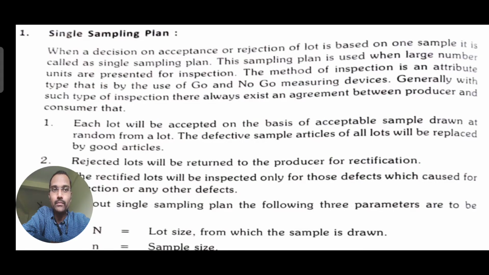And here the sample is drawn randomly from a lot. For example, from 100 or 50 pieces we pick up one sample. Whatever defective articles are in the sample will be replaced by good articles. The rejected lots will be returned to the producer for rectification purposes. So these are the points you can see.